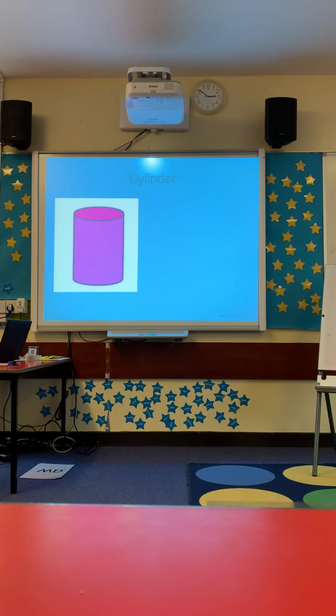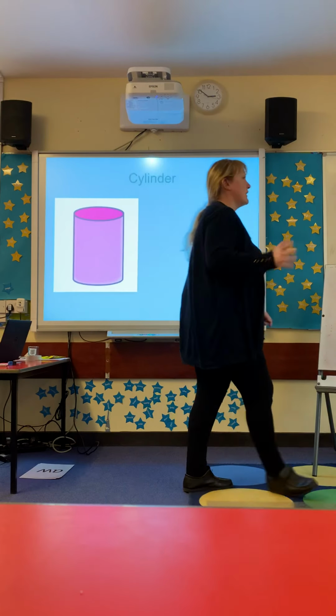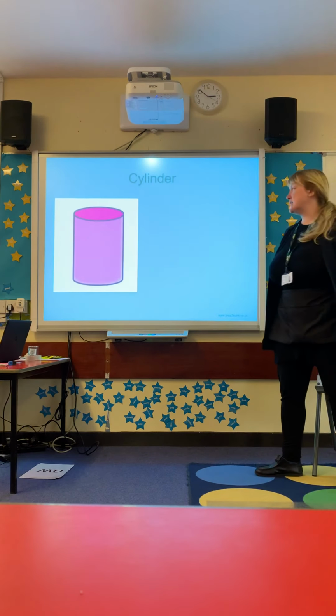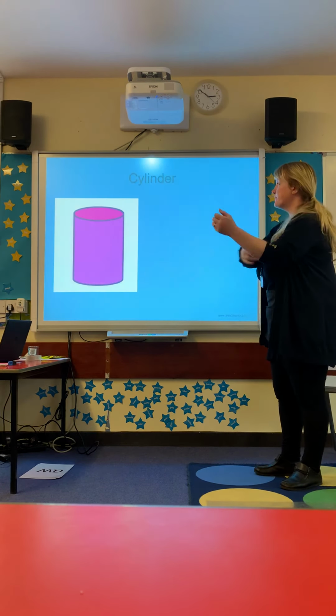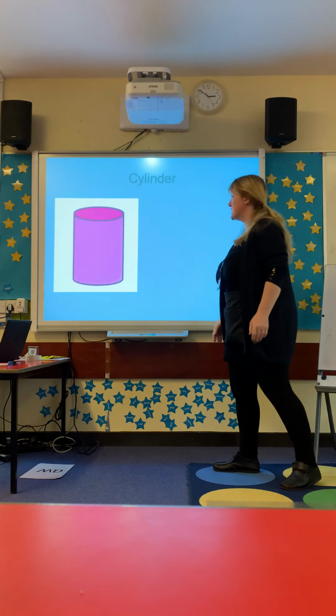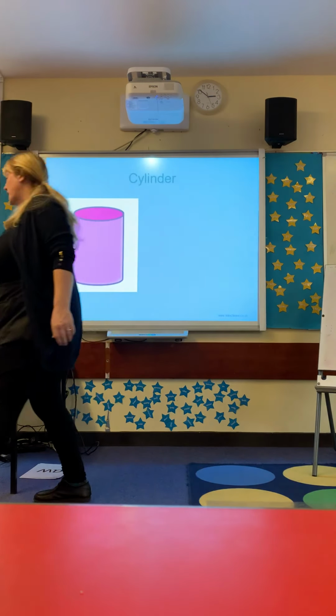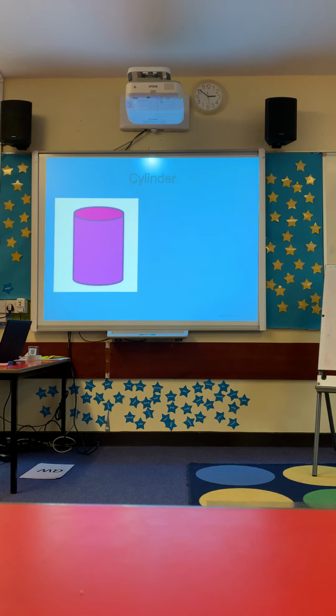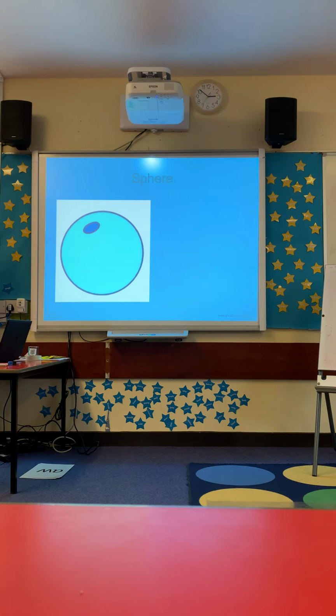Okay, you tell me all about this cylinder here. Tell me all about the cylinder. What's its properties? What can you see? Or can't see, because it's a 3D shape. Okay, how many faces does it have? It has 3 faces, 2 edges, and no vertices. It has no pointy bits.